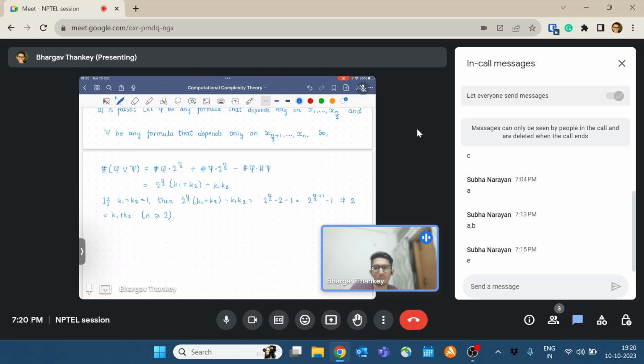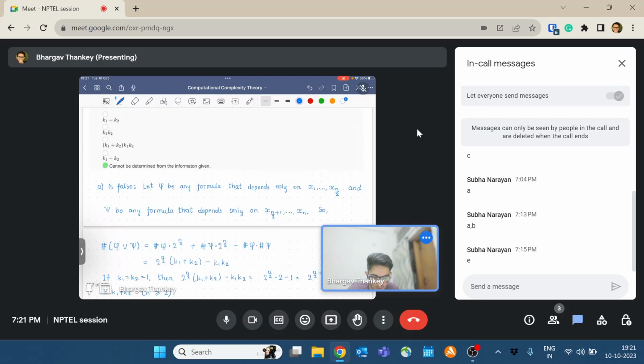Yeah, and it's easy to come up with formulas where k1 and k2 are 1, right? Something like x1, x2, x3 up to xn over 2, and xn over 2 plus 1, xn over 2 plus 2, and so on up to xn would work, right? So A is not true. What about B?